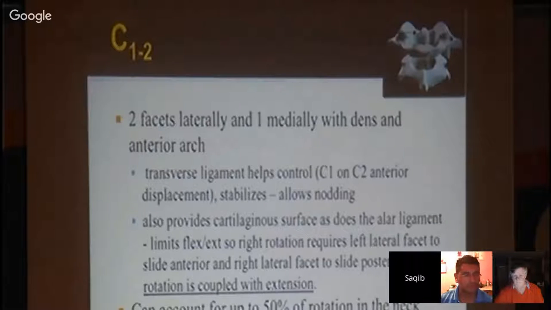C1, C2 joint, we know the transverse ligament helps control and stabilize. So it's the transverse ligament which is really holding the C1, C2 joint together. And here we have got rotation like this, and it's coupled with slight extension. These are the two areas that are important.